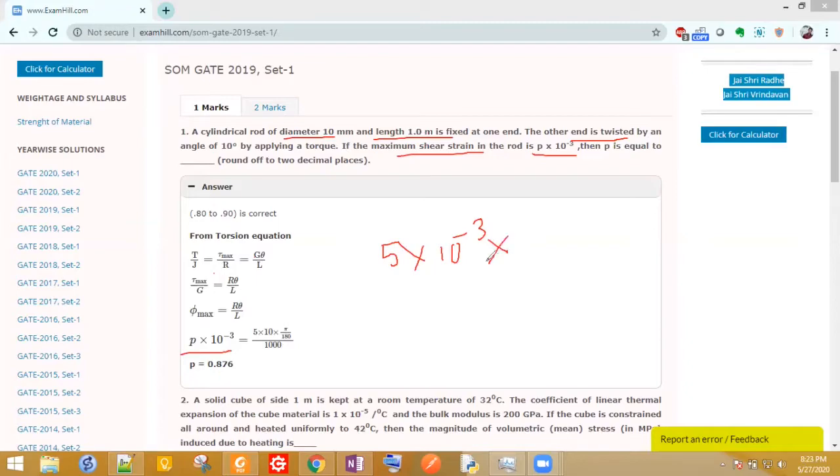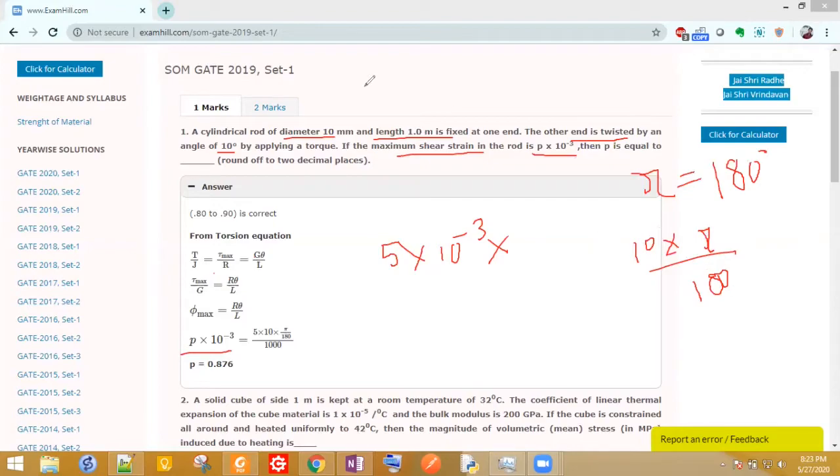Now, what is the value of theta? Theta is 10 degree, but in SI unit we deal with radian, so we need to convert degree into radian. How do we convert? You can remember that pi radian is equal to 180 degree. So 10 degree will be equal to 10 into pi by 180. The degree will cancel and you will have radian.